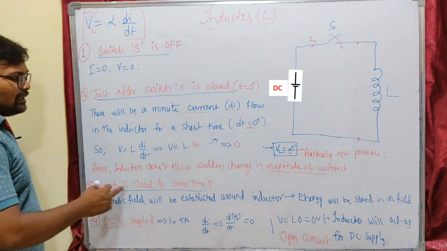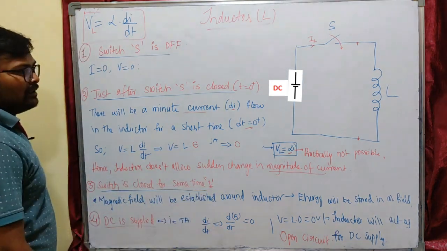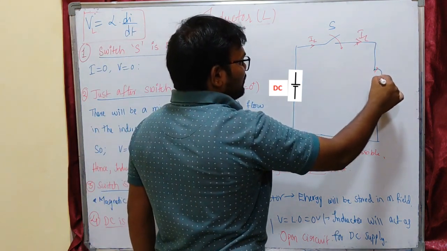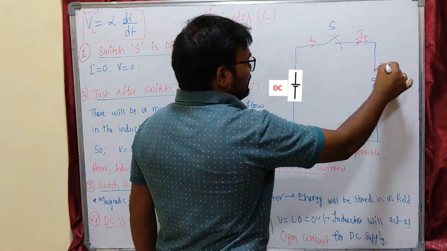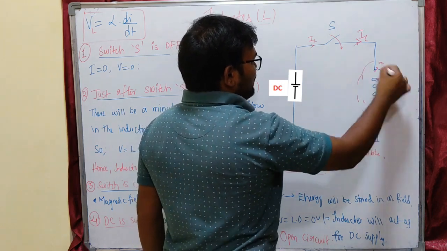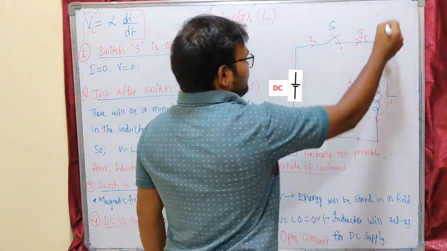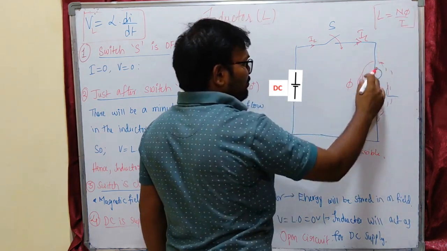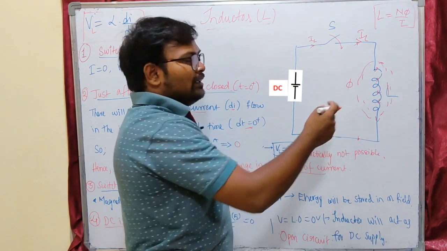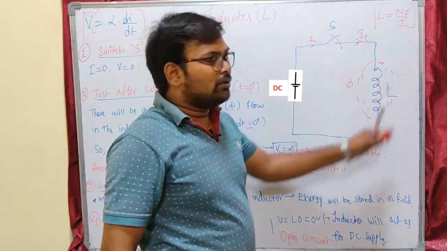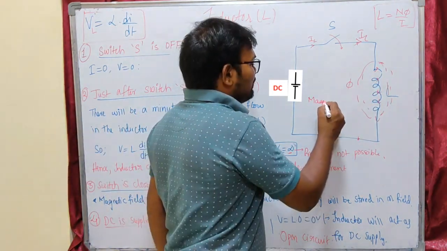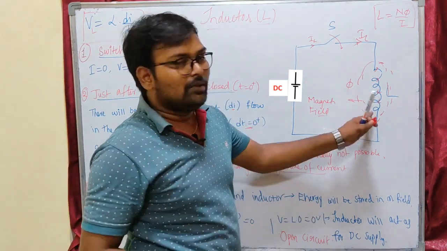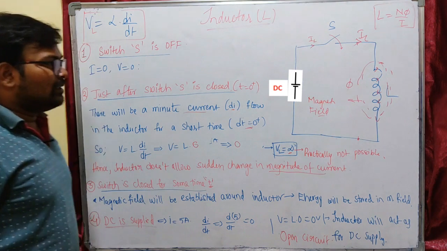Now let us see, the switch is closed for some time. After some time, what is happening? The current will start flowing in the inductor. So some current will flow in the inductor, and this current will cause some flux production around the inductor. That is L equal to number of turns into flux by current I. So some flux will be established around the inductor, so that some amount of energy will be stored in the magnetic field. This is the magnetic field around the inductor, and some amount of energy will be stored in this magnetic field.